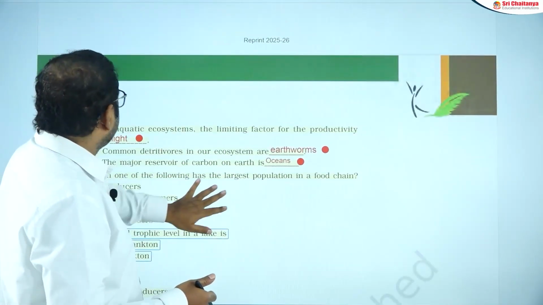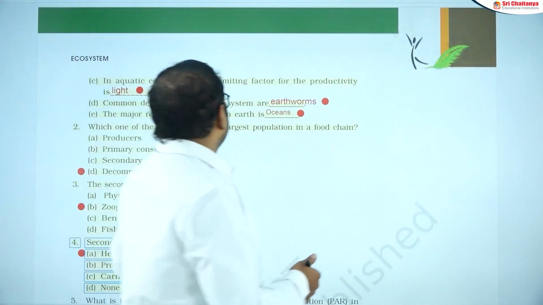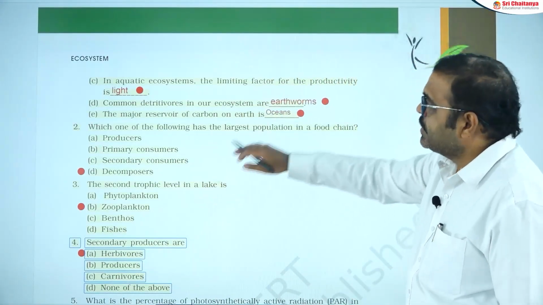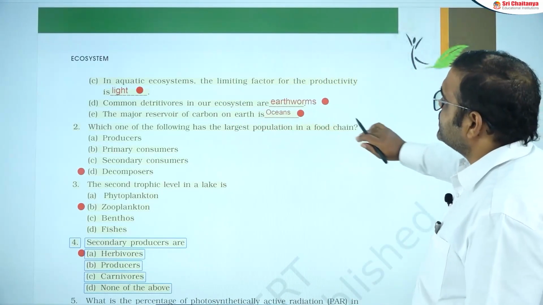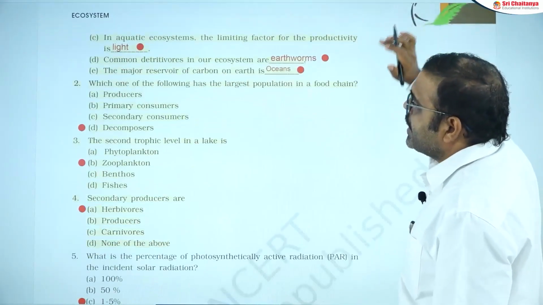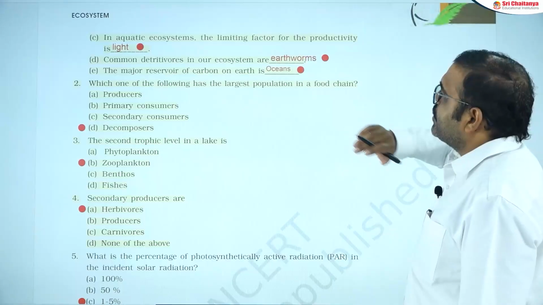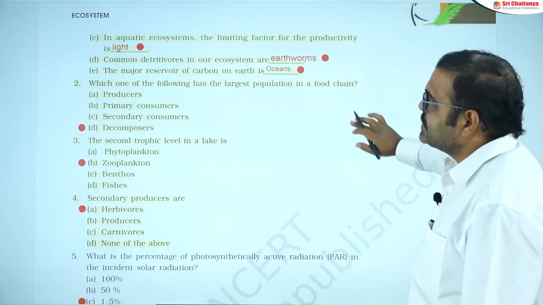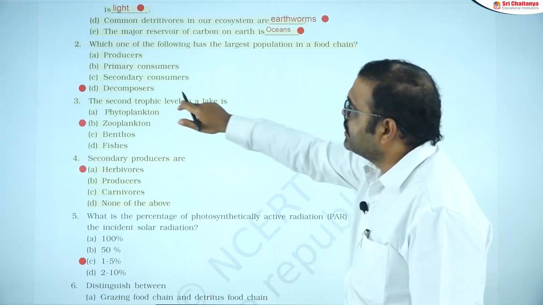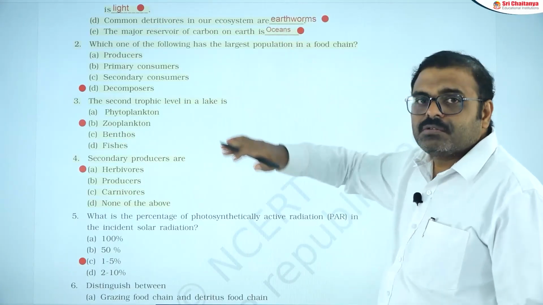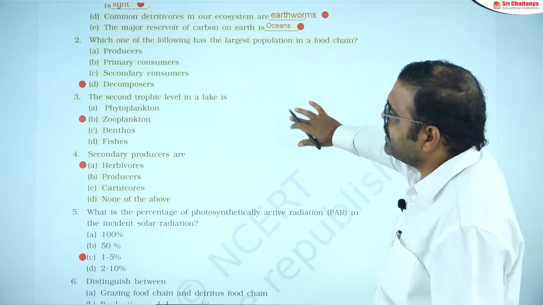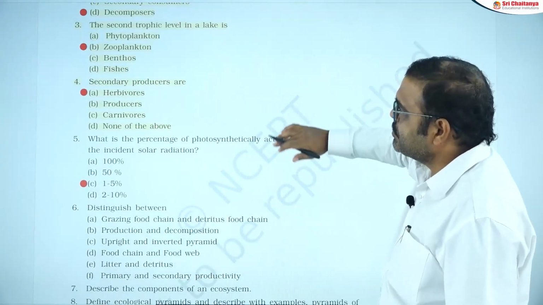And the next thing is, in an aquatic ecosystem, the limiting factor for productivity is light, because light cannot penetrate to the deeper parts. Next, the common detritivores in a lake ecosystem or in our ecosystem are earthworms. And the major reservoir of carbon on earth is the oceans. Next, which of the following has the largest population in a food chain? Decomposers are huge in number because they are microbes. Next, the second trophic level in a lake is zooplankton.